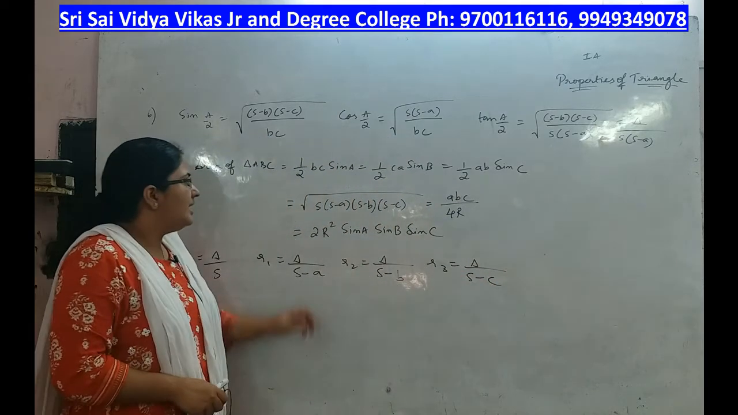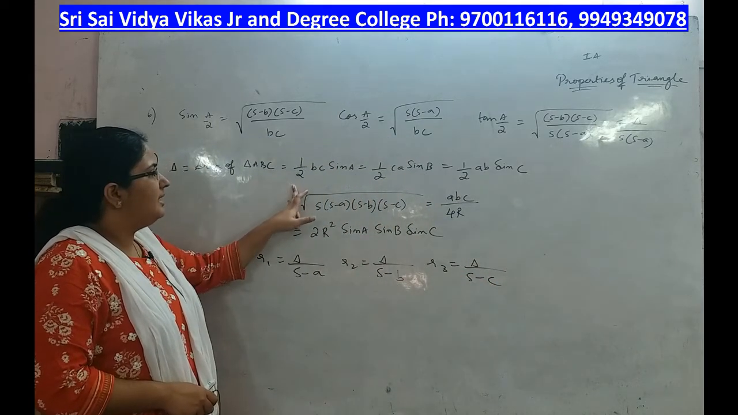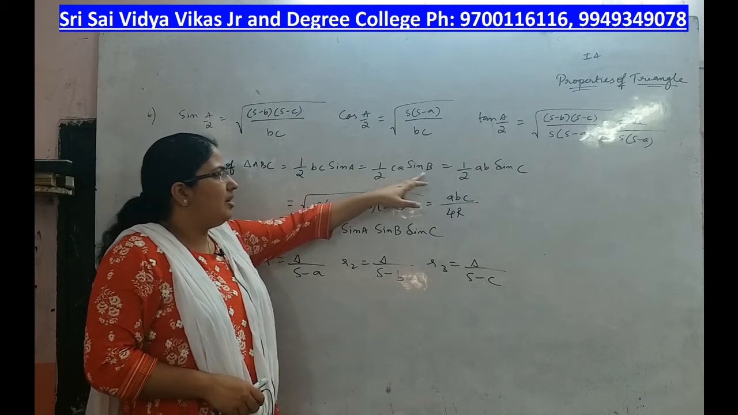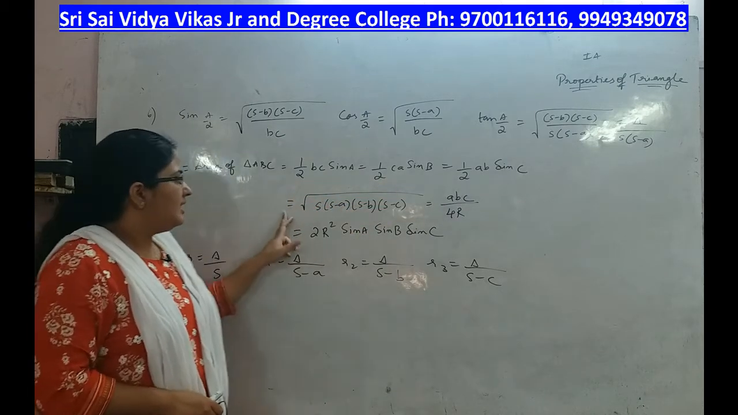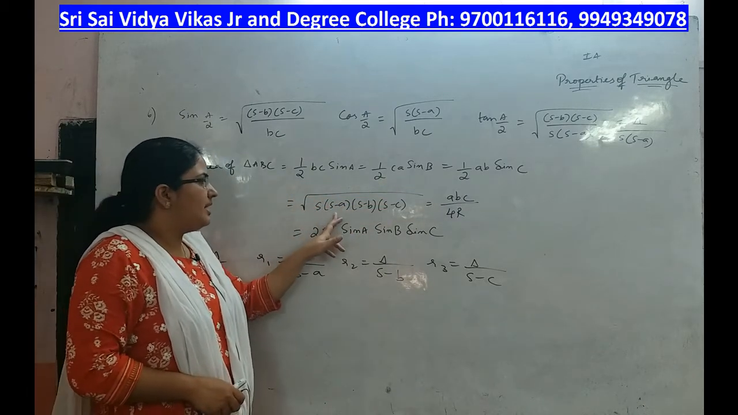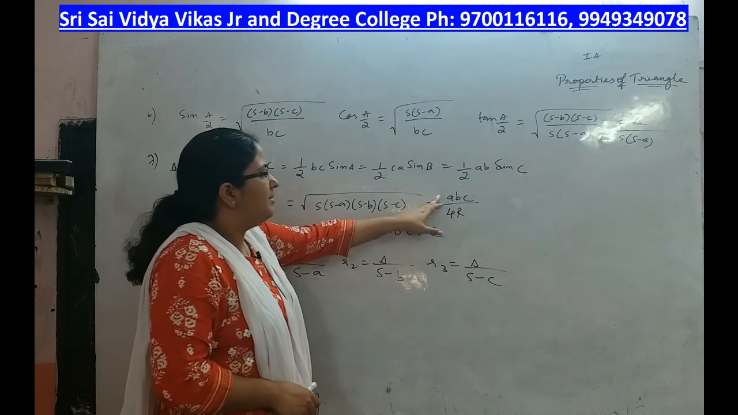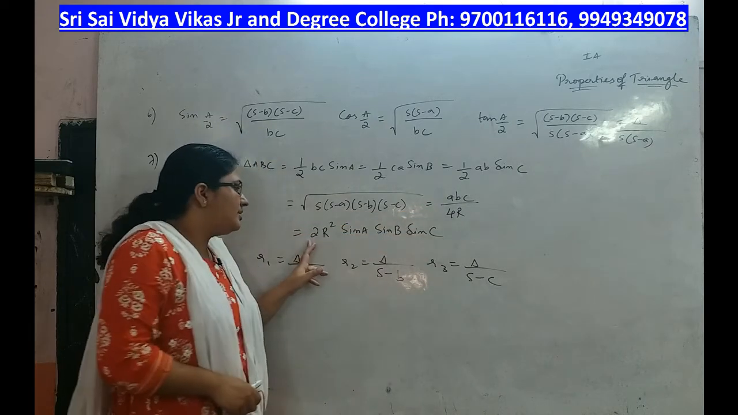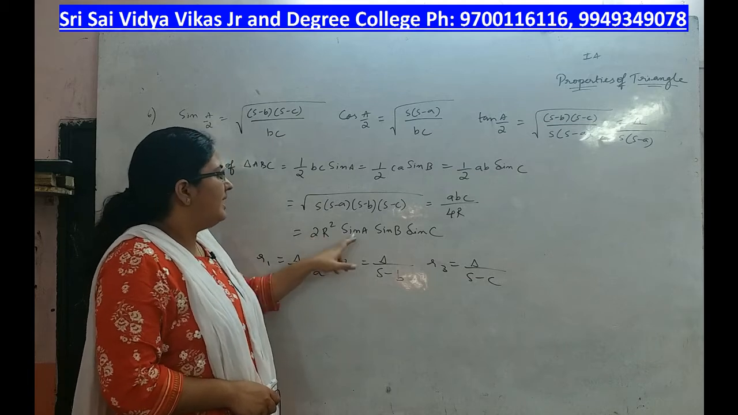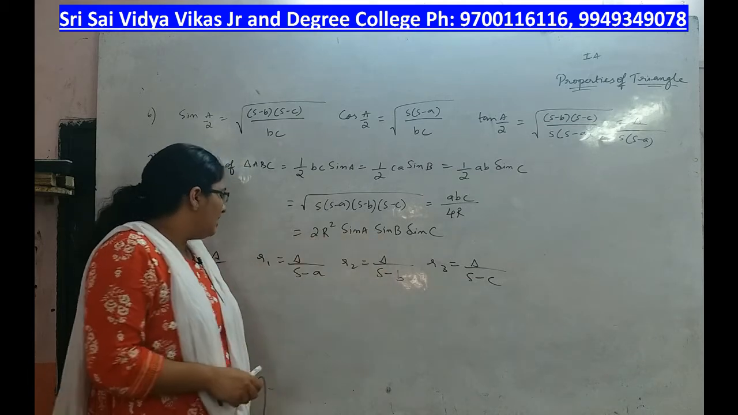Next, area of triangle ABC is half bc sin A, half ca sin B, or half ab sin C, that is equal to under root of s into (s minus a) into (s minus b) into (s minus c), that is equal to abc by 4R, or it is 2R square sin A sin B sin C.